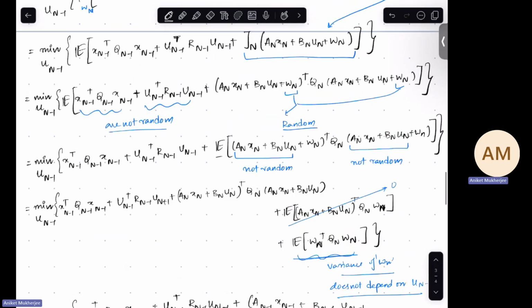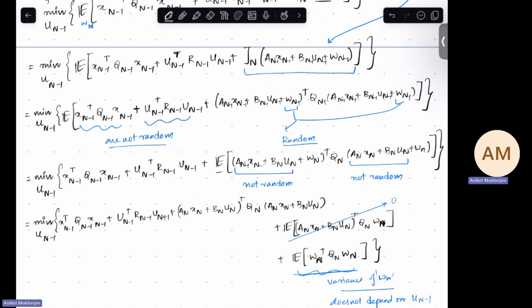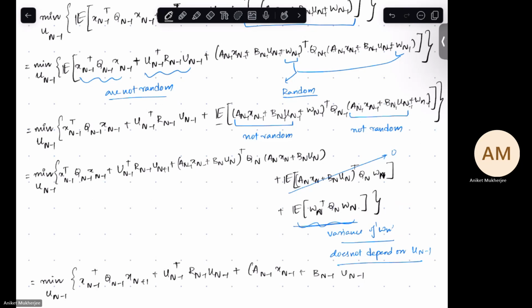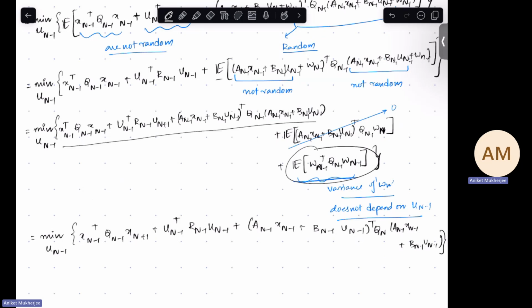Okay, I think I might have made a mistake here. So these all are n minus 1s. Plus Bn minus 1, Bn minus 1. Right? The cost function would include this function, but this doesn't depend on un minus 1. Hence, I'm just minimizing these three terms over un minus 1.